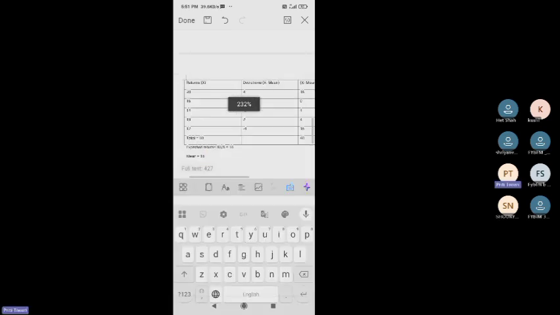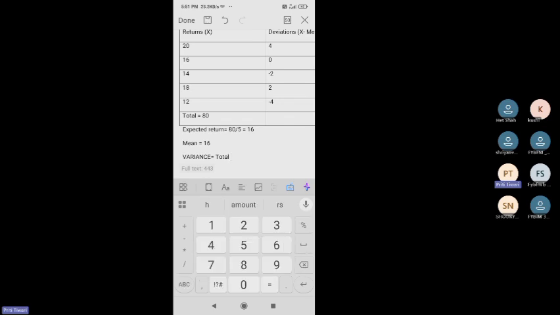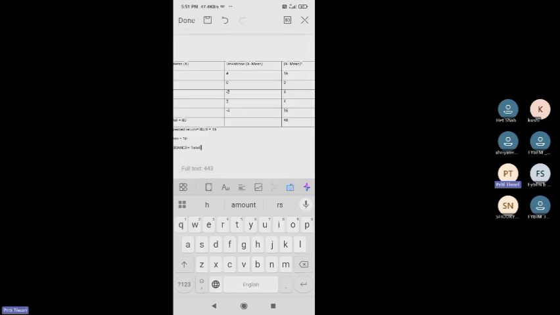The total of the squares of deviations is what we have found here. The total of the squares of deviations, what do you have to divide it by? You have to divide that by N, that is the number of years. The formula for variance is total. I'm writing the word total because I don't have the sign of summation or the sigma sign on my keypad. I'm not able to find that, so instead I'm writing the word. But you know, you have to use the summation sign over here.